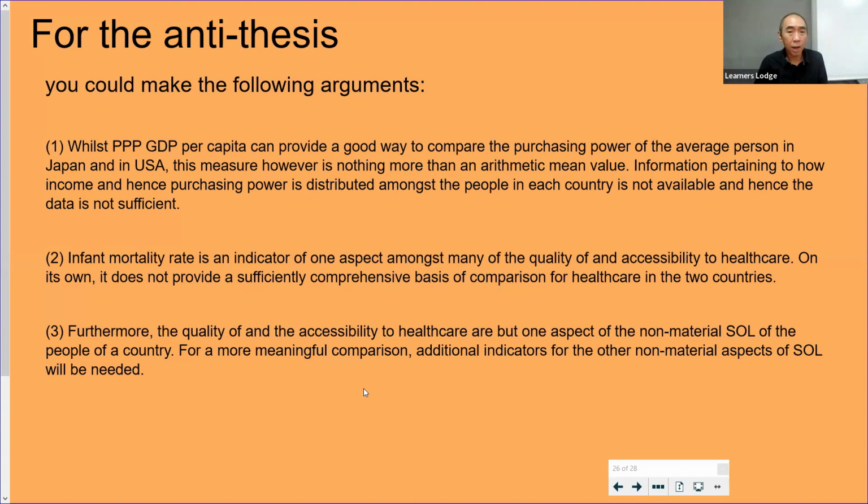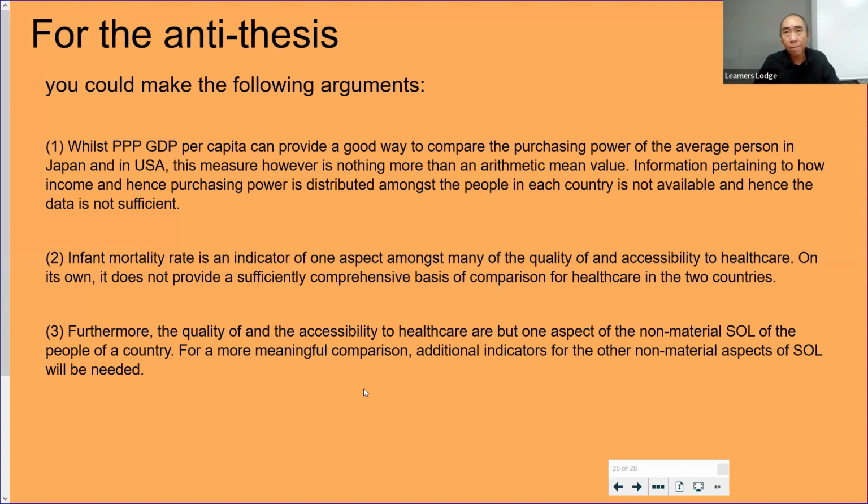Furthermore, you can also argue that non-material SOL is surely more than just about healthcare, right? It can also be about other non-material aspects such as quality of education, accessibility to education, amount of leisure, quality of leisure that people enjoy, right? The quality of the physical environment. So there are many other aspects of non-material standard of living that the data in the table doesn't provide any basis for comparison. So for the antithesis, do not go talk about too many such points.